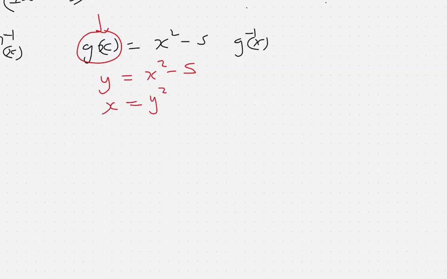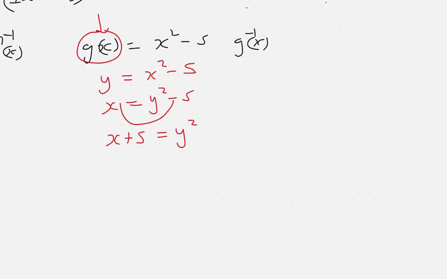Watch now. I'm going to bring over the 5. I'm going to end up with x plus 5 equals y squared. Can anybody remind me how I remove this square that is attached to the y? Square root. Excellent, sir.